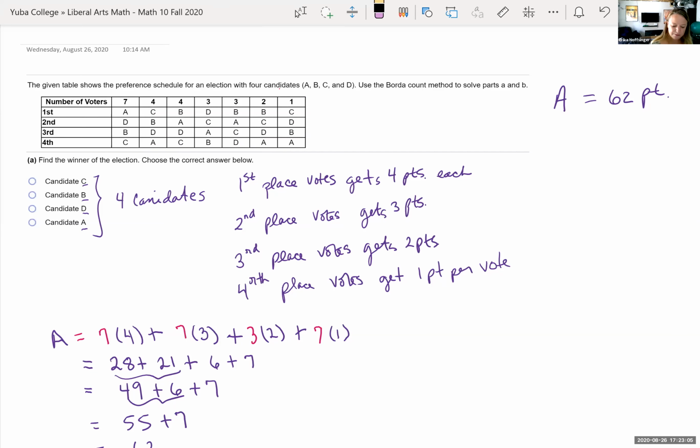And we're going to just look at B. So let's look at just the first place. For B, 4 people voted them first place here. 3 people voted them first place here. 2 people voted them in the first place here. And so if we sum this for B, we have 4 plus 3, which is 7, plus 2, which is 9. So 9 people ranked B as their first choice, and that was worth 4 points.